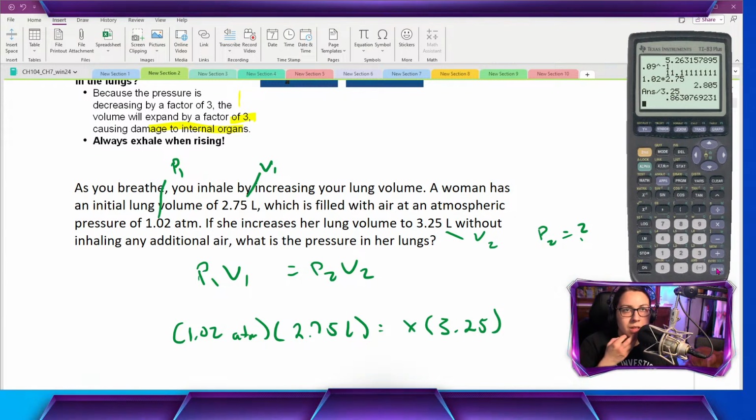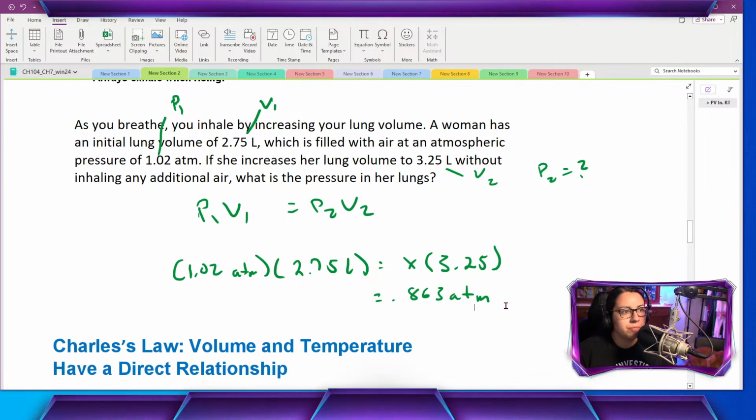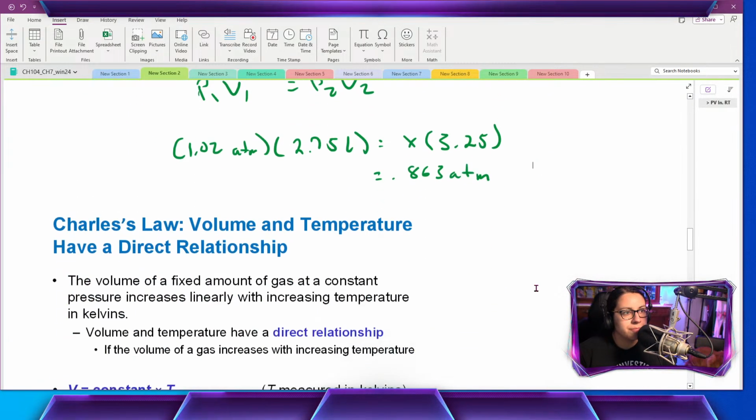There we go. And about 0.863 ATM. And that makes sense, right? So you always want to do a sanity check. You were here increasing the volume, so that means pressure should go down. And it did. So that looks good there.